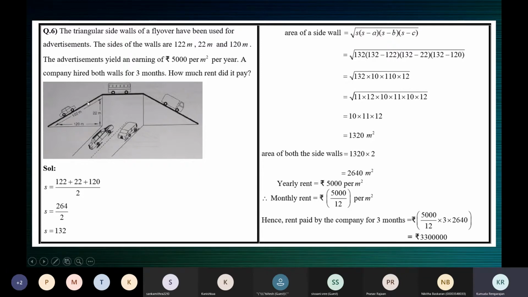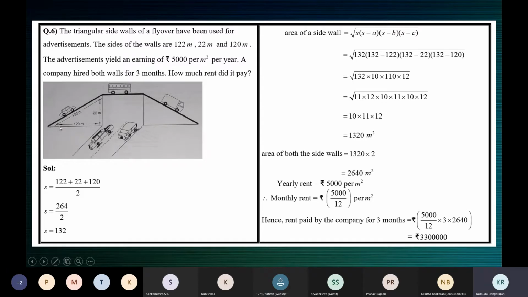Half base, if you take 122 as the base, you cannot take 120 or 22 as the height because the altitude always falls from the opposite vertex. So this is 122, and this is the vertex opposite to this side. So the altitude to that side should fall from the opposite vertex like this. This is the altitude on this side.